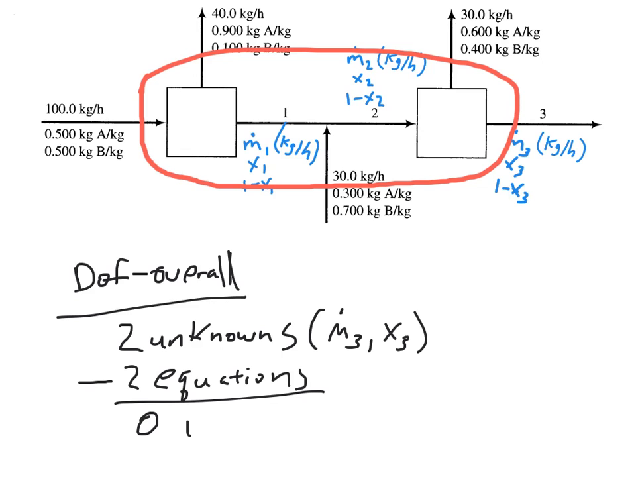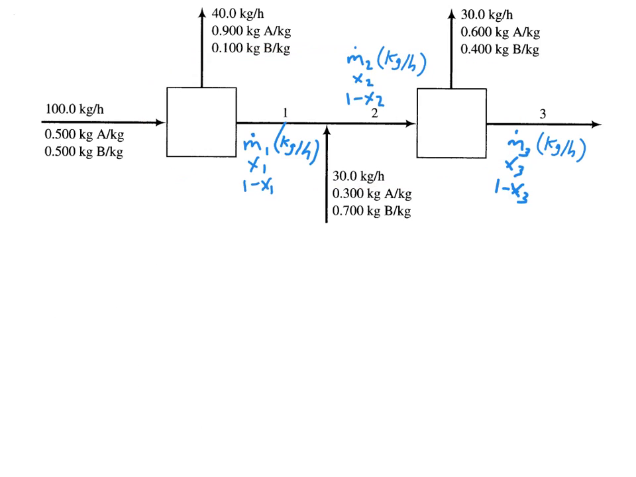So by doing that, I get a degrees of freedom of 0. That tells me that I can go ahead and solve this for the unknown variables, in this case M3 and X3. We'll save that for just a little bit. We'll go about solving that. But you can go ahead and do some other degrees of freedom analysis.